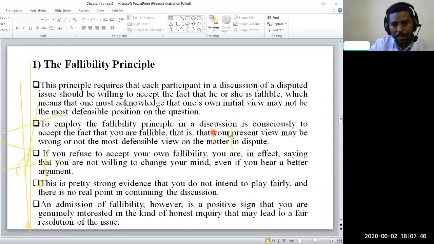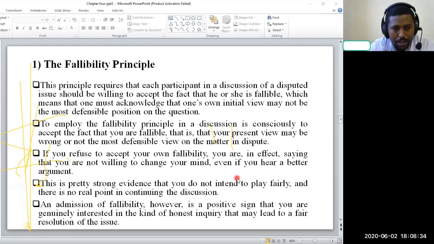To employ the fallibility principle in every discussion, we must conscientiously accept the fact that we are fallible. We cannot escape from committing mistakes. We make mistakes. We make faults. But we must acknowledge that we are fallible, that your present view may be wrong or not the most defensible view of the matter in dispute.